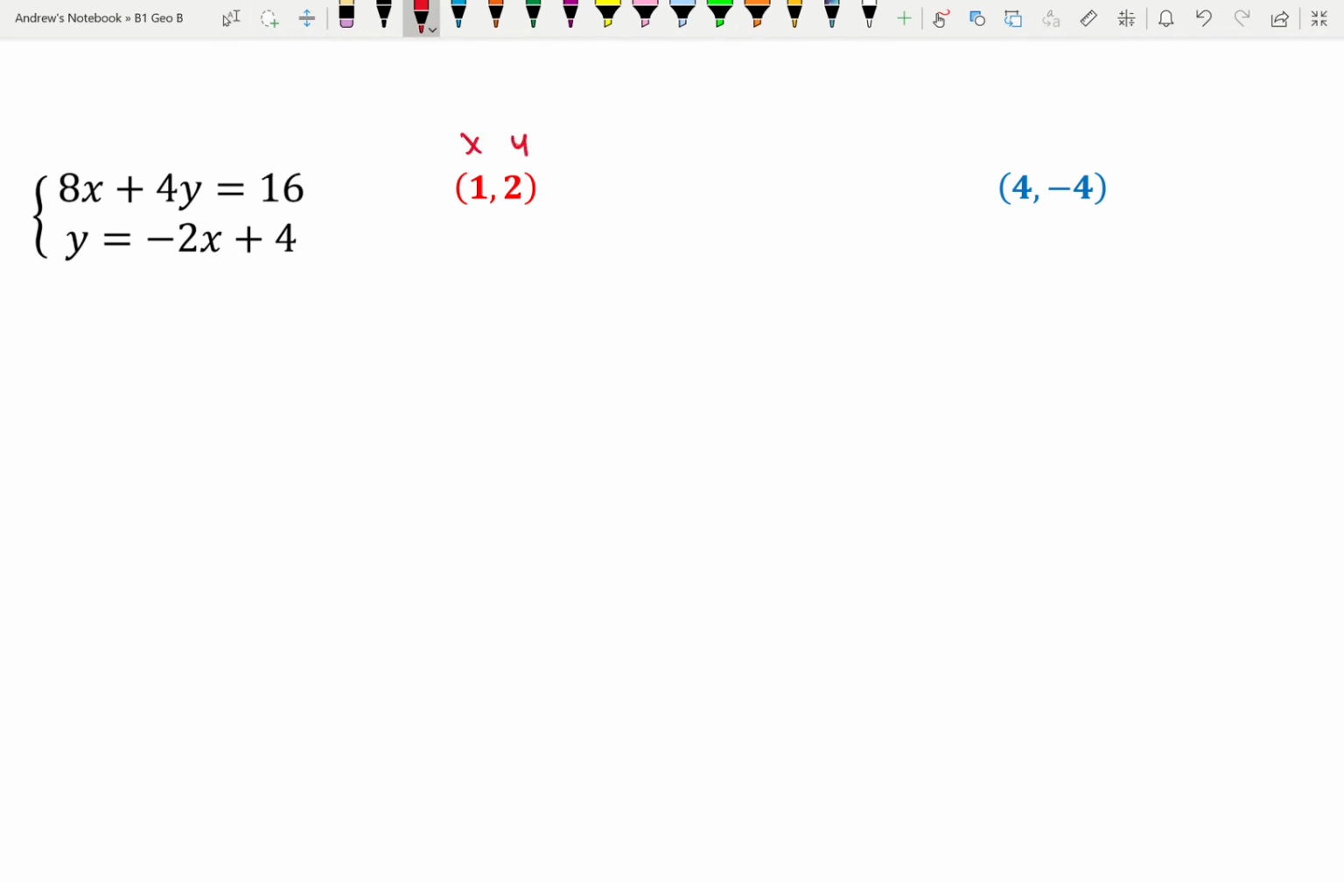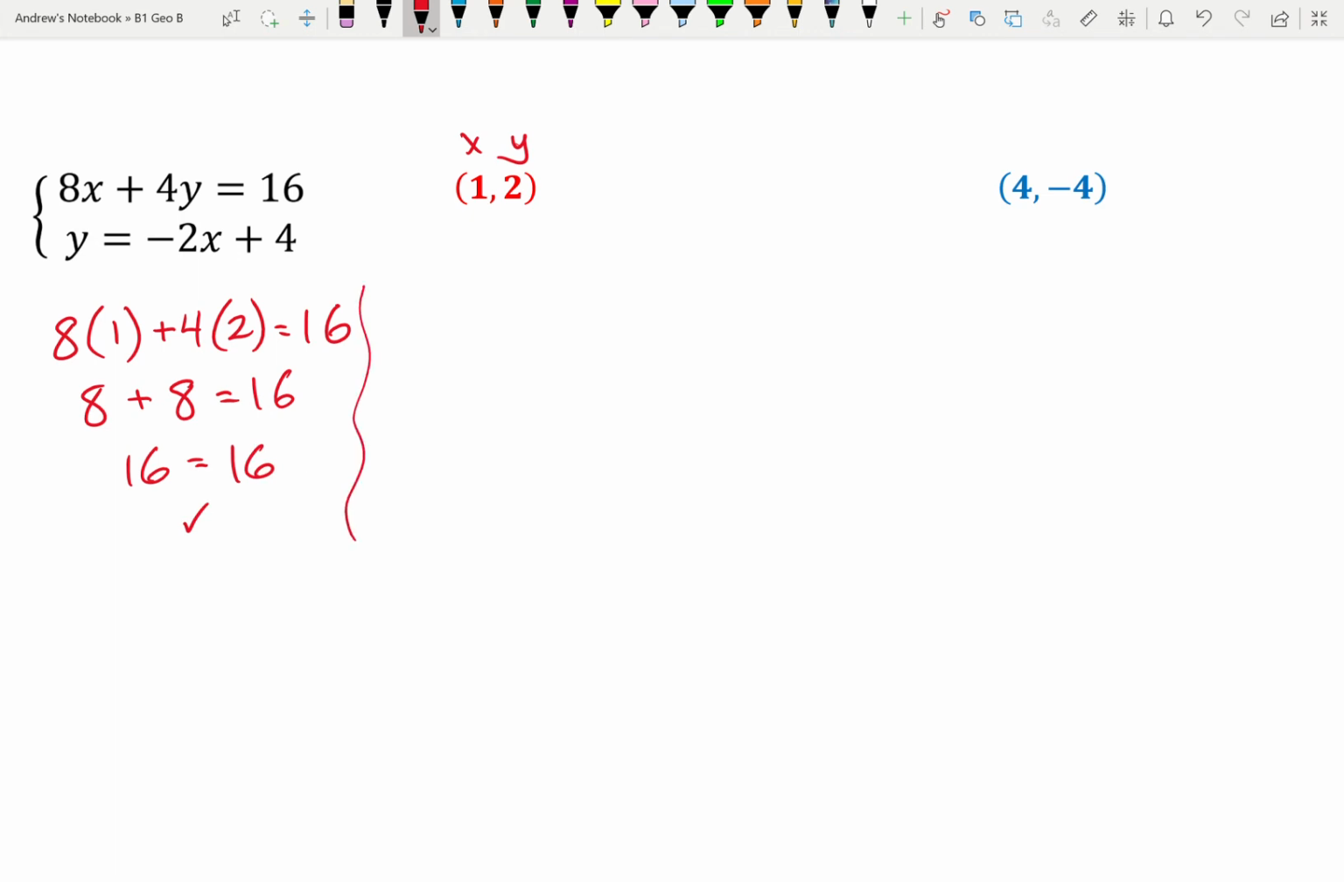We've got an x and a y. I'm going to skip over the step where I write out the substitution, and just plug them straight in. So this is 8 times the x, which was 1, plus 4 times the y, which was 2, equals 16. Well, that's 8 plus 8 equals 16. And 16 all around. That one works out.